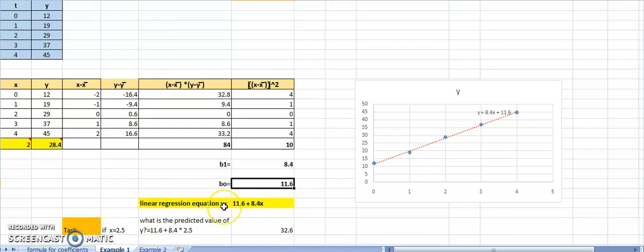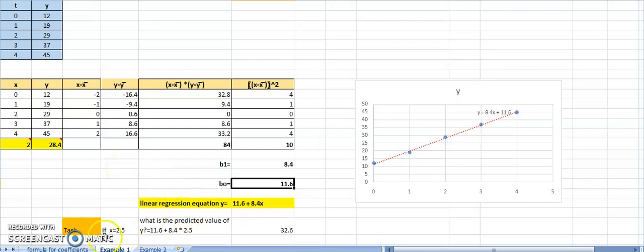Okay, so when I calculate B1 and B0, I get my linear regression equation: the predicted value of y is equal to B0 plus B1x. So B0 is 11.6 plus B1 is 8.4 multiplied by x. Okay, so that becomes the linear regression equation. So this way, when you solve it in a tabular fashion, taking the terms into consideration, it becomes very simple to solve a simple linear regression equation on paper.